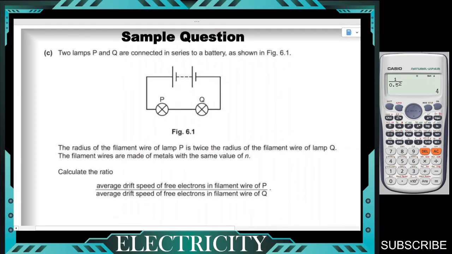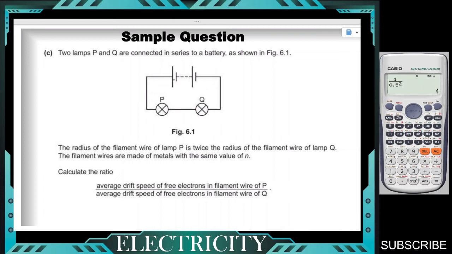Here we have the next sample question. Two lamps P and Q are connected in series to a battery as shown in figure 6.1. The radius of the filament wire of lamp P is twice the radius of the filament wire of lamp Q. The wires are made of the same metal, with the same value of n. So the charge carrier number density is the same. We need to find the ratio of the drift speed of the filament wire of P to that of the filament wire Q.